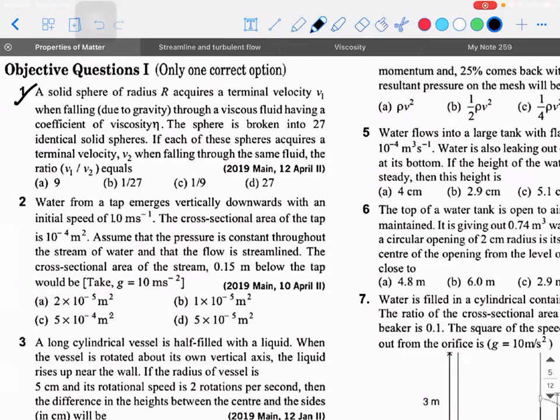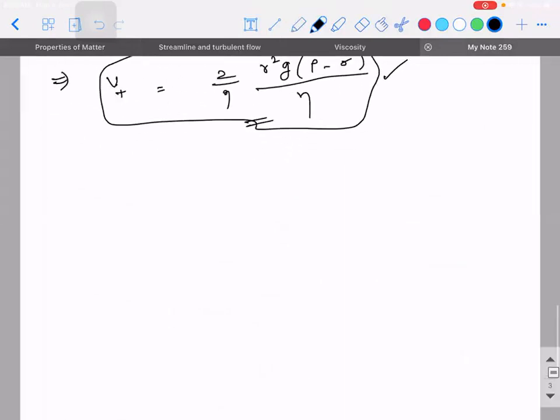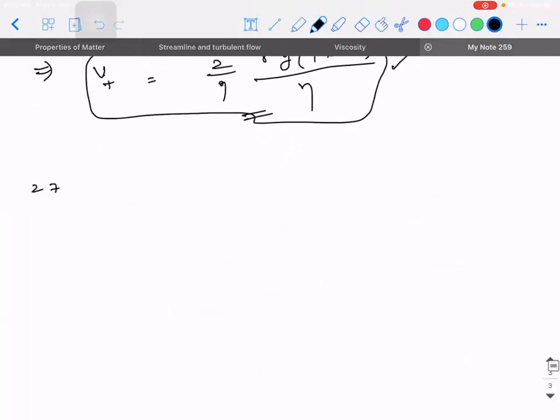Sir, volume 1 is 4/3 pi r cube. Small capital R. Okay. Volume 2 is 4/3 pi r cube into 27. Why 27? Because the sphere is broken down into 27 identical solid spheres. Okay, then what will happen to its radius? So radius will be divided by 3. Yes. So what exactly did you do? Answer 27, 9. I write it as 3 cubed, sir. That's right. So 27 times. So since it's directly proportional to r square, yes, that's right. So all other parameters are going to be constant, right?